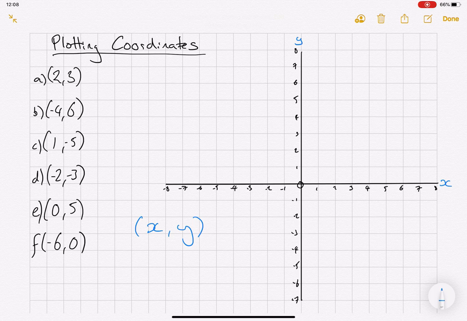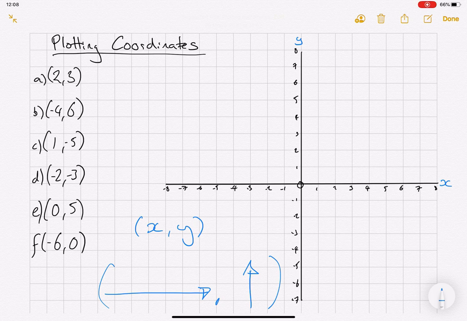Well, there's a saying that goes around all maths classrooms all over the world whenever we're teaching coordinates, and that is we go along the corridor. So that's the first number, the x takes us along the corridor, and then the y takes us up the stairs. So we go along the corridor and up the stairs. Let's just see what that looks like.